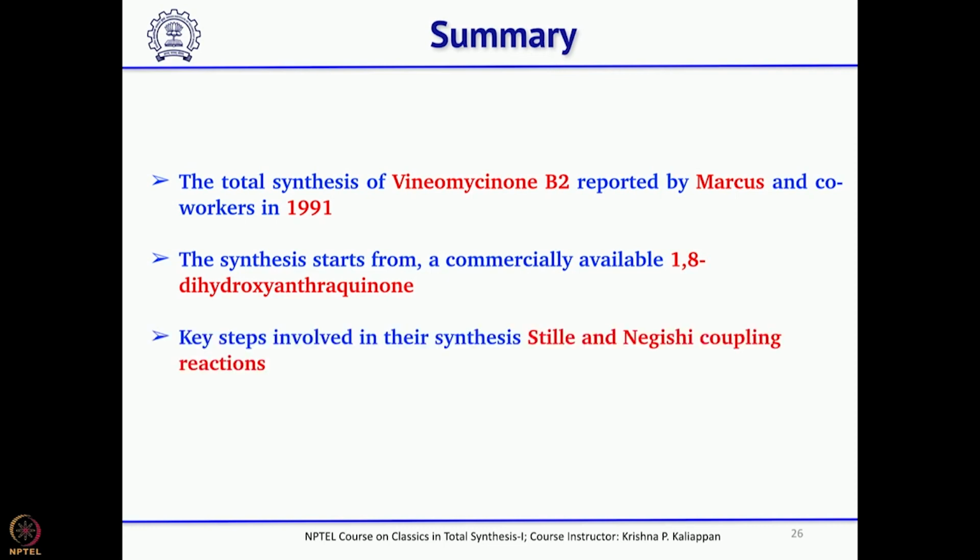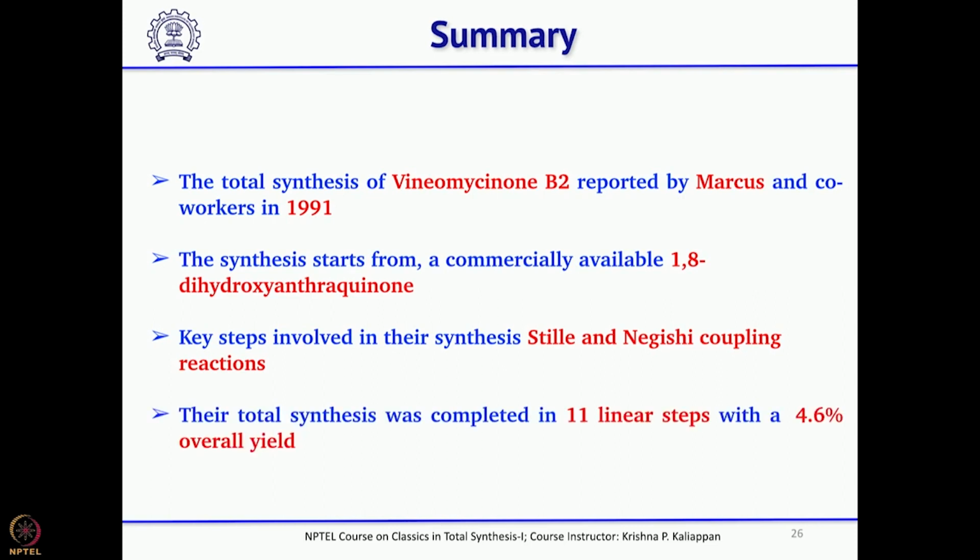There are two key reactions which they used. One, Negishi coupling on the left hand side and Stille coupling on the right hand side. And the last, to introduce a chiral center on the right hand side chain, they used Gilman reagent to introduce the quaternary center. So, they took about 11 steps and the overall yield was 4.6%. Considering the complexity of the molecule and also the first asymmetric total synthesis, this is a significant achievement.